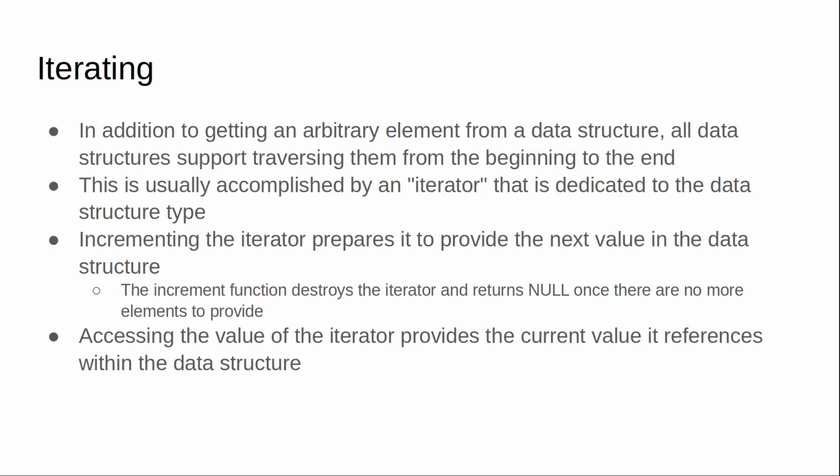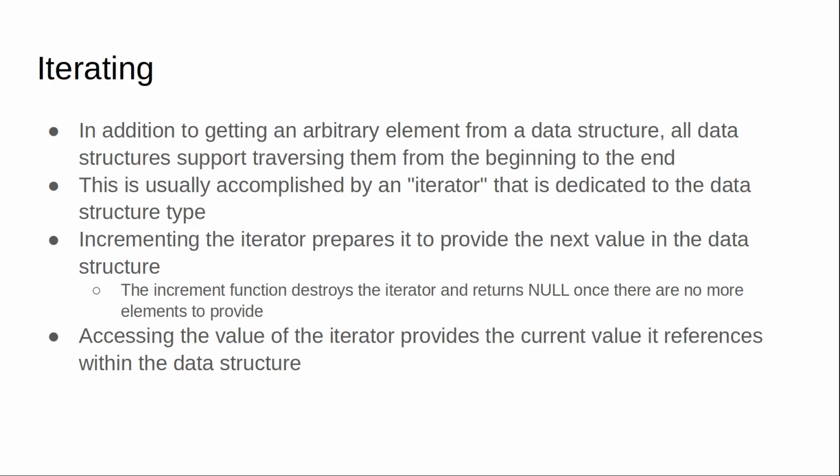Incrementing the iterator prepares it to provide the next value in the data structure. The increment function destroys the iterator and returns null once there are no more elements to provide. So this goes back to dynamic memory. Our iterator is going to use dynamic memory. We're going to create it, go through every value that it holds, and then at the end it's going to destroy itself and return null back to us. Anytime you access the current value of the iterator, it returns whatever it is currently assigned to within the data structure. So you access the value, it gets its current value, and returns that back to you.